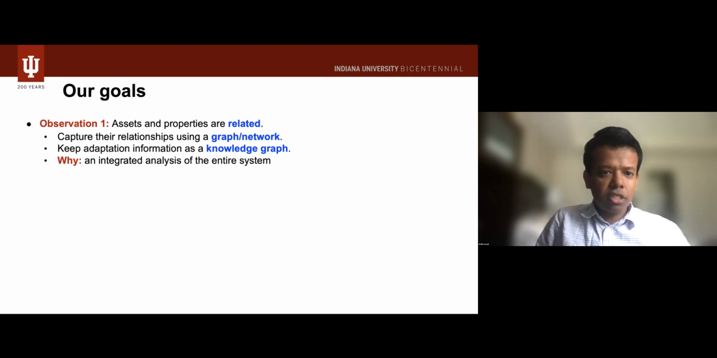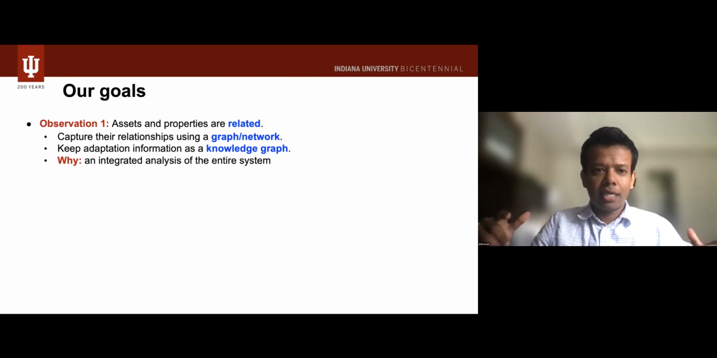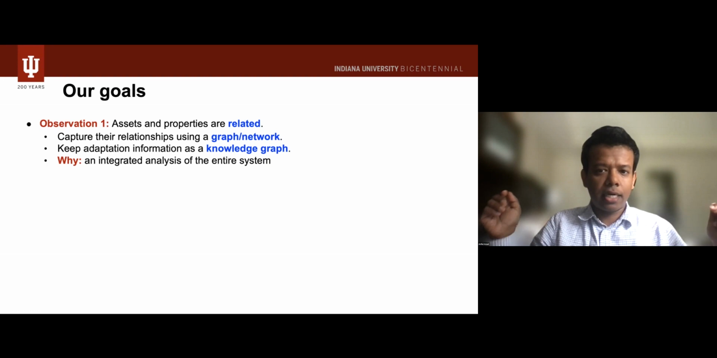So based on this observation, what we want to do is capture this relationship using a graph or network. This is not like a social network, but we can think in this way. We have different entities and they are related somehow. We want to extend beyond that. In a network or graph, we just have some entities, nodes, and they are connected by edges or links.